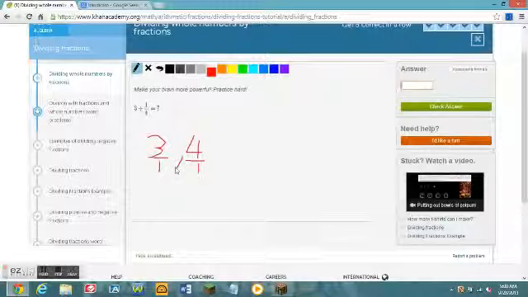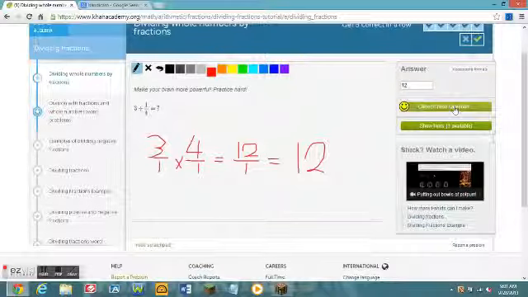Now, if you do 4 over 1, you have to multiply. And 3 times 4 equals 12 over 1, which equals 12. So now enter it over here. 12.